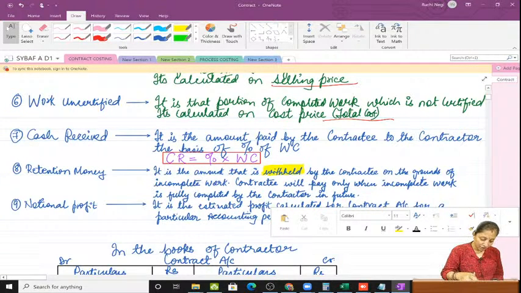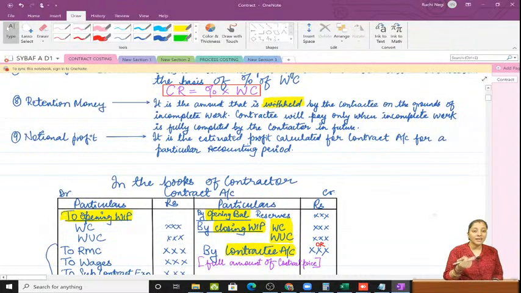Then what is retention money? The money which is withheld or which is not paid by the contractee to the contractor is known as retention money. And why does he withhold the money? वो क्यों अपने पास पैसा रख रहा है, क्यों पूरा पैसा नहीं दे रहा है? Obviously जब तक पूरा 100% contract complete नहीं होगा तब तक वो money अपने पास withheld करेगा. So it is the amount that is withheld by the contractee on grounds of incomplete work. Contractee will pay only when incomplete work is fully completed by the contractor in future.